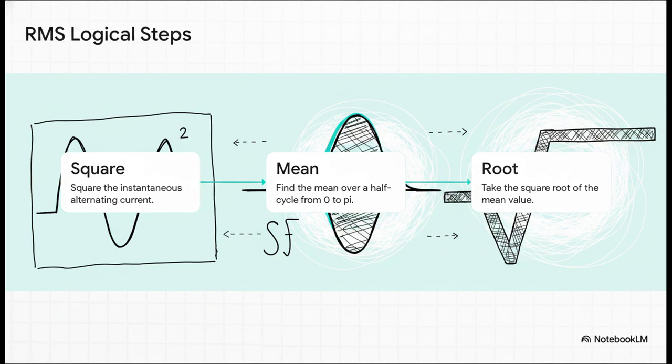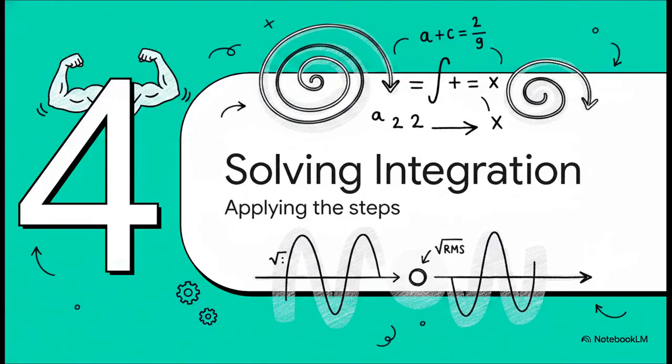Now, to do this for an AC wave, we have to integrate over a half cycle. That just means going from 0 to pi. And step 3, once we have that mean, we simply take the square root of the whole thing. It's kind of like a math puzzle, and if we just follow those 3 logical steps, the calculus is going to reveal our magic number. Section 4, solving the integration. Time for the mathematical heavy lifting.